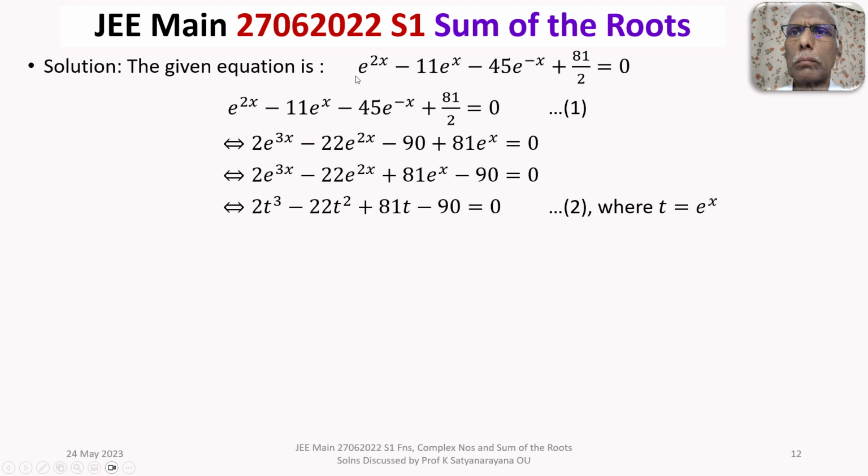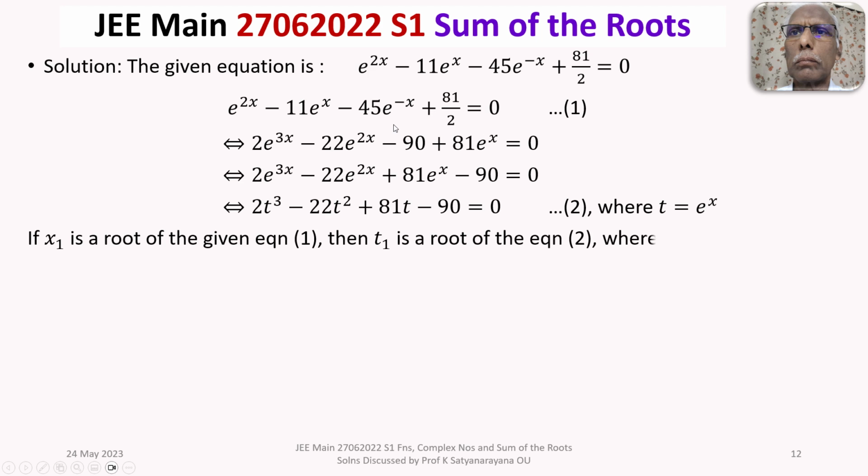That means the transition of the roots, how it will travel from 1 to 2 and vice versa from 2 to 1. I will tell you. If x1 is a root of the given equation 1, then t1 is a root of the equation 2, where t1 is e power x1. So if you know a root of 1, then a root of the second equation is simply e power x1.